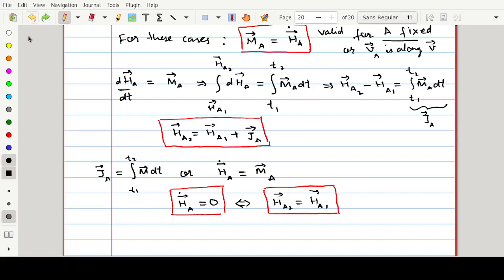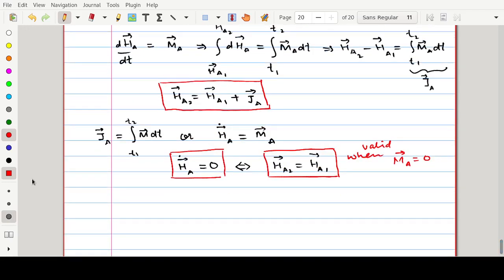Let me write this in red itself because this is important. This is valid when the moment with respect to A is 0. When will the moment be 0? The moment with respect to A is defined as r minus ra cross F. So this thing is equal to 0 in two cases.